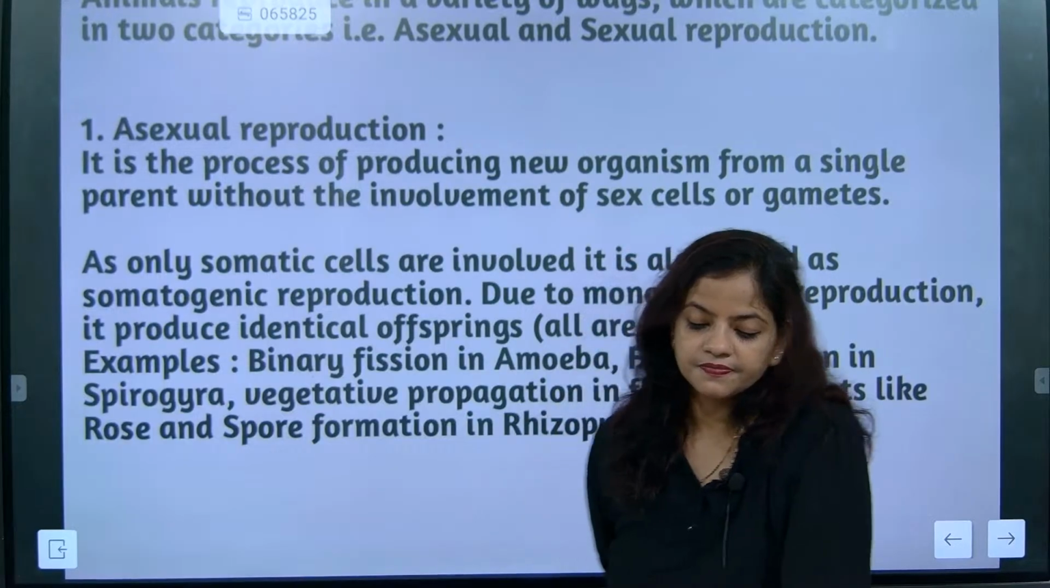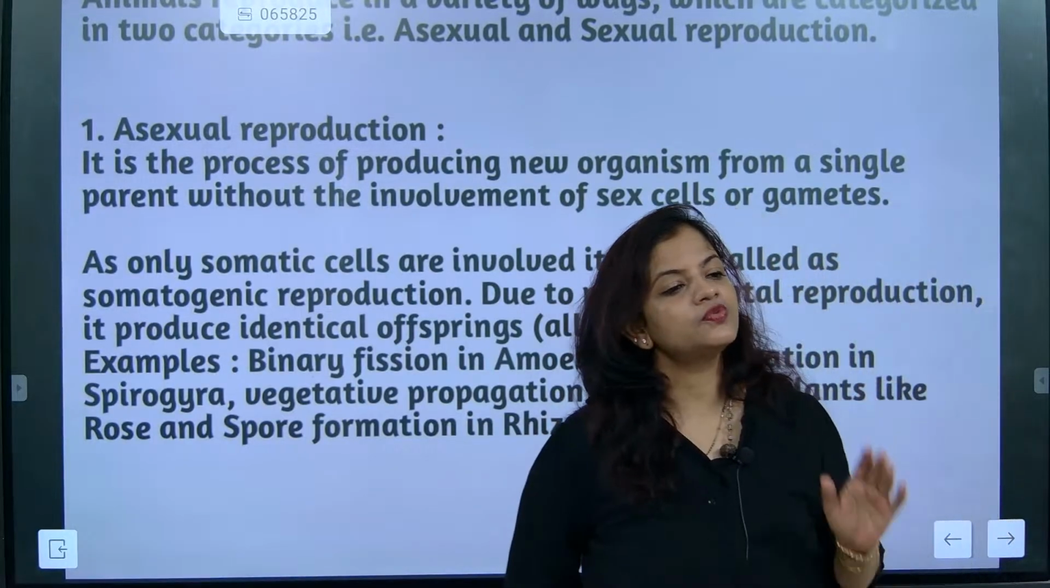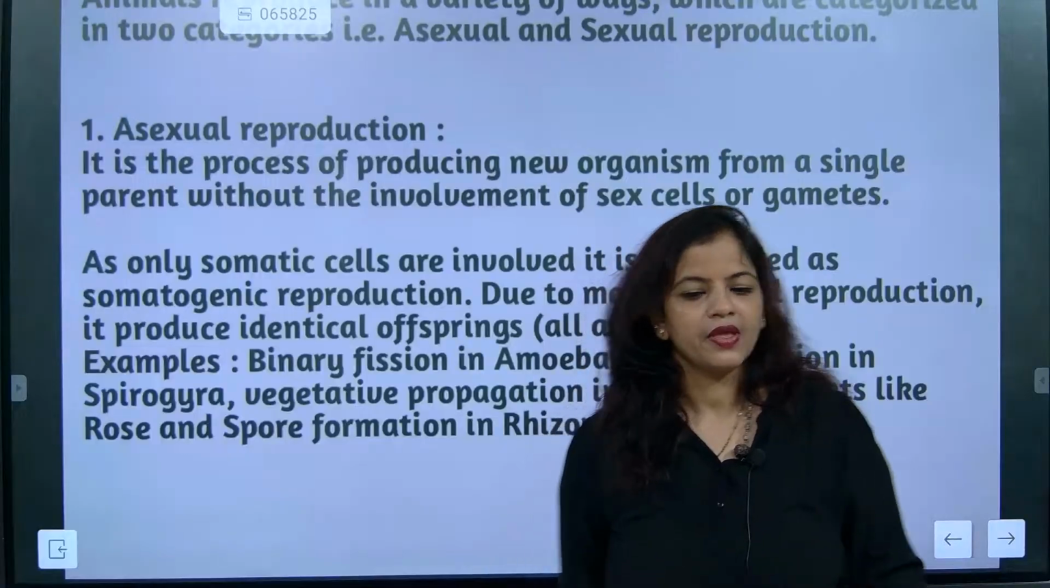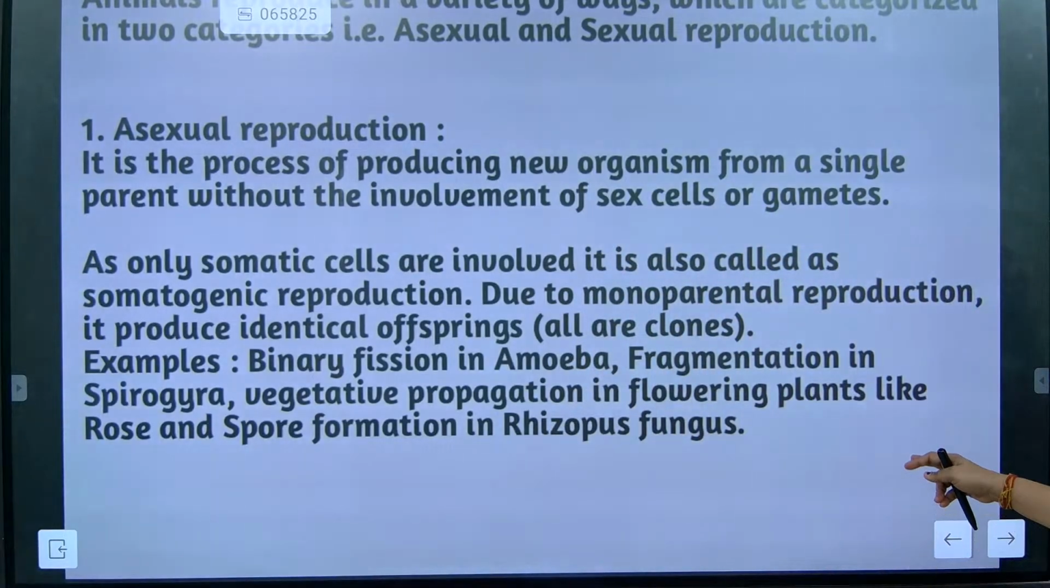Ranjit. Understood. So it is called what, beta? Somatogenic reproduction. That's the most important thing. Okay, so now we will go for the next part.